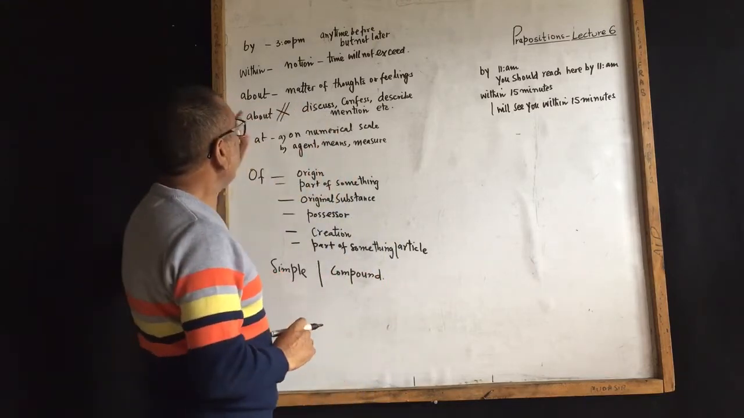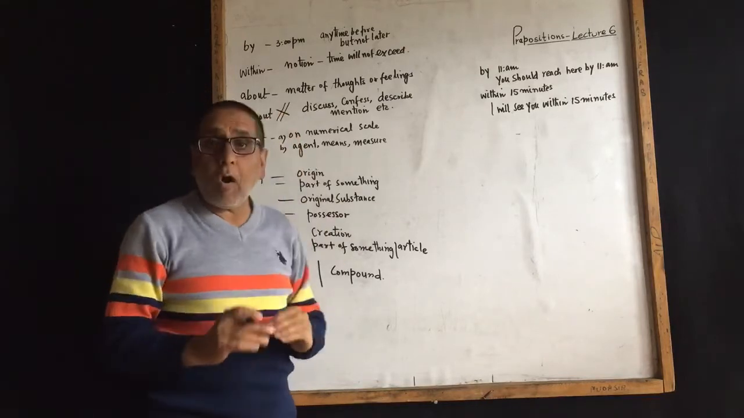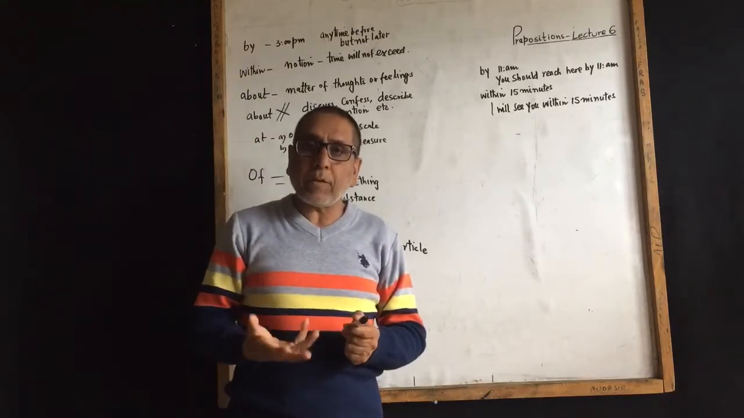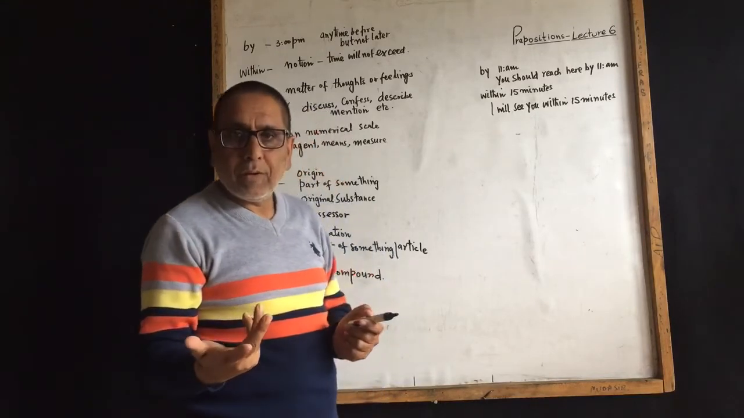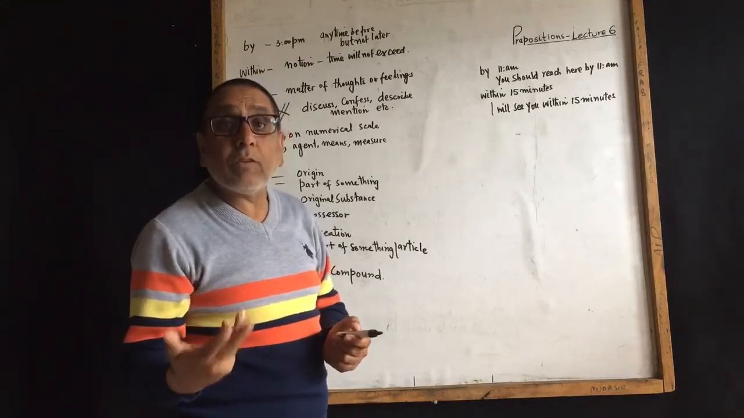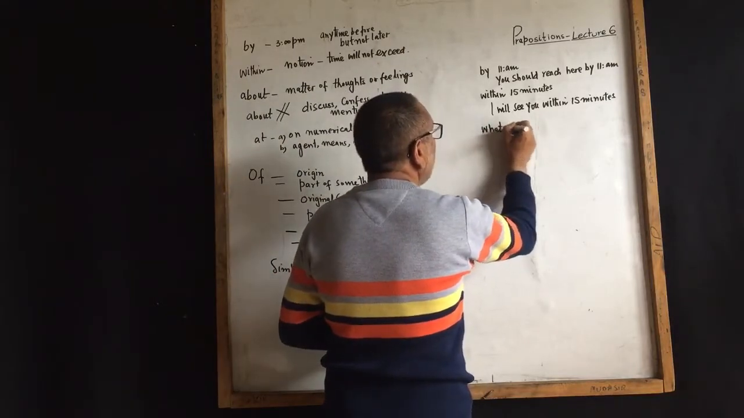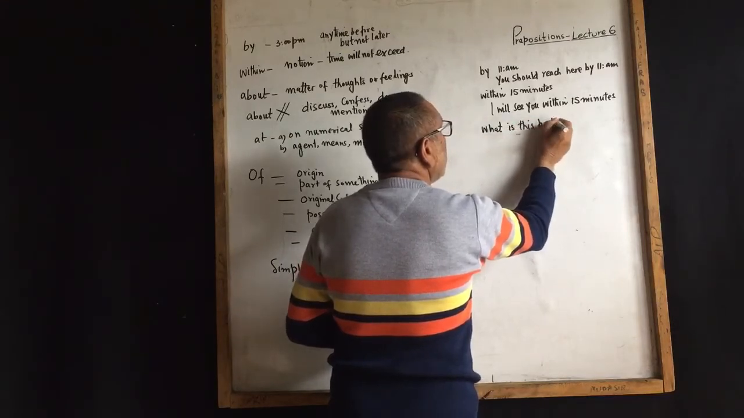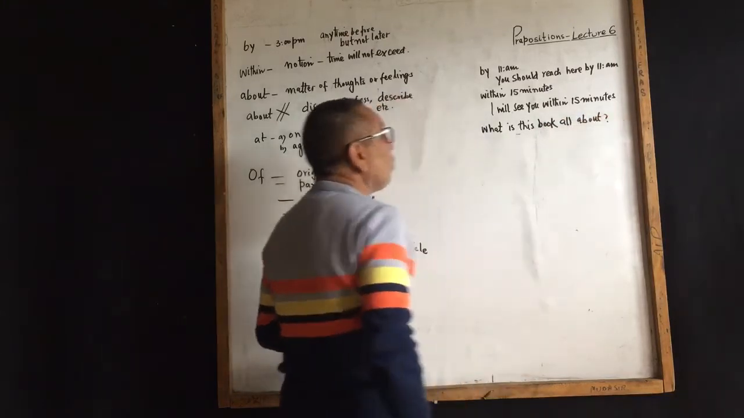Now accordingly, you use about. When you say about, it is a matter of thought or feelings or something. Say for example, your friend has a book in his hand. Okay, so you tell him, what is this book about? Means what thoughts does this book contain in it? What is the content that is in the book? What is this book all about?